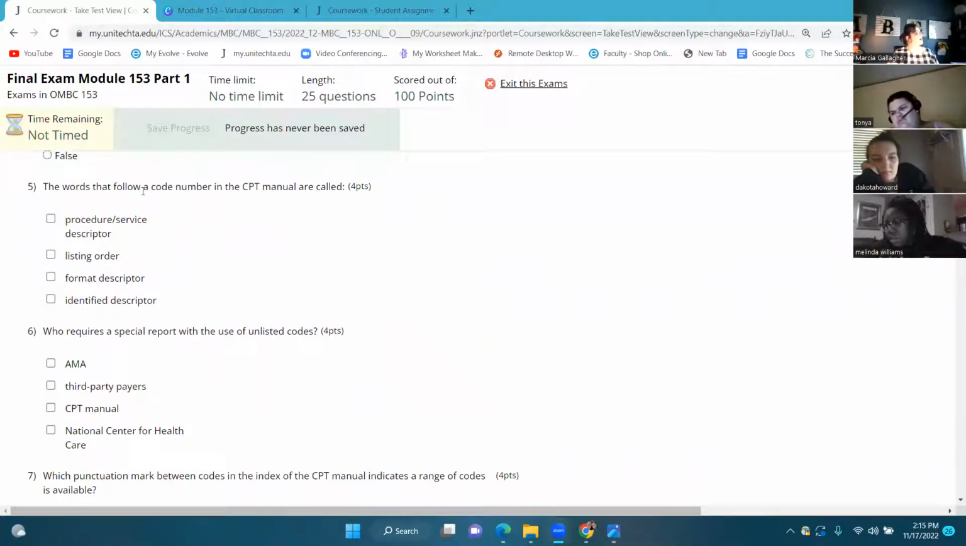The words that follow a code number in the CPT manual are called procedure service descriptor, listing order, format descriptor, or identified descriptor. The words that follow your CPT code are called, what is a CPT code? Current procedural terminology. So your CPT codes are procedures. So following your CPT code is your procedure service descriptor.